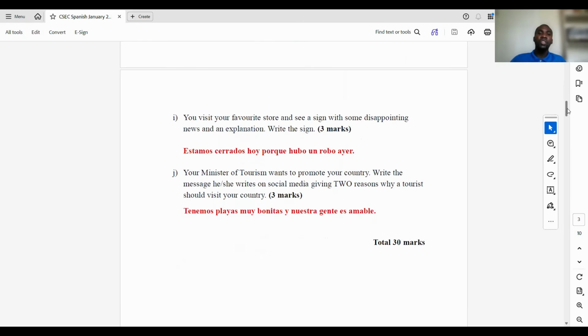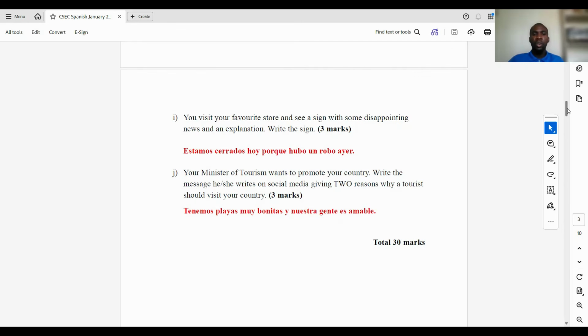You visit your favorite store and see a sign with some disappointing news and an explanation. Write the sign. Okay, what is this? What did the sign actually say? Estamos cerrados hoy. So we are closed today. And then the explanation. ¿Por qué? Hubo un robo ayer. Because there was a robbery yesterday. So that would have been the disappointing news. Well, that would have been the explanation, yeah.